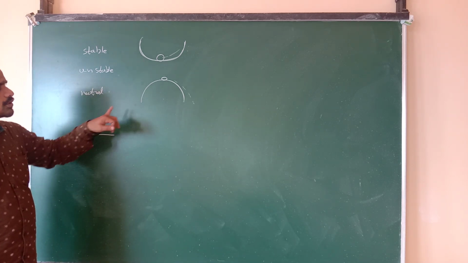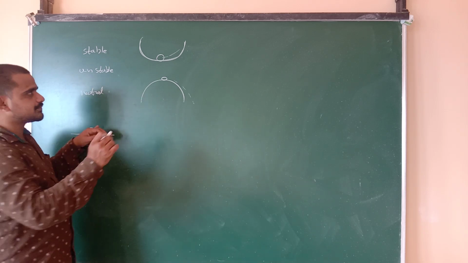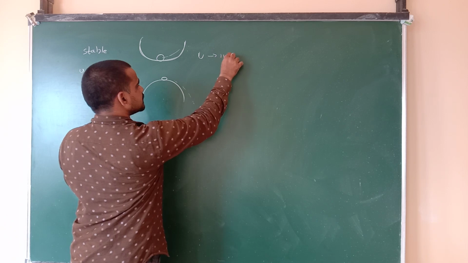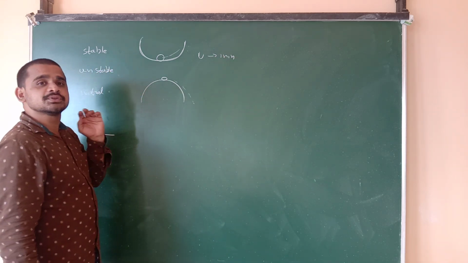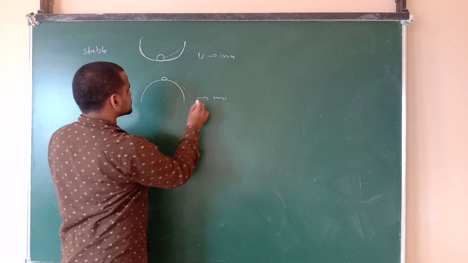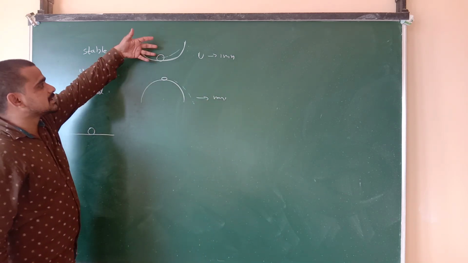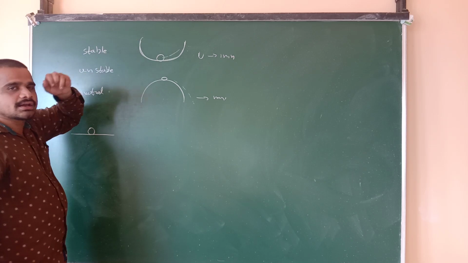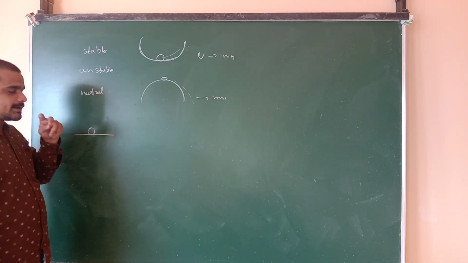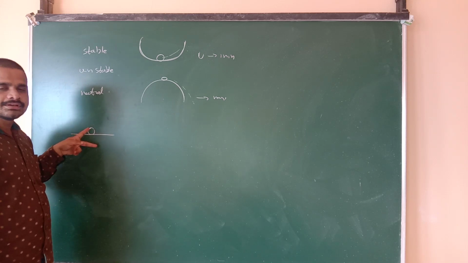Then what is the difference between these? I'll tell you one more difference. Here the potential energy is minimum. And the potential energy here is maximum. See, the height is more. Whereas here is minimum potential energy. Here the potential energy is 0.